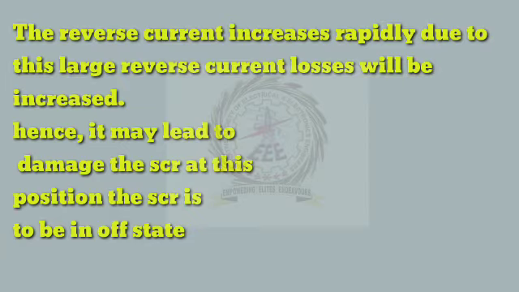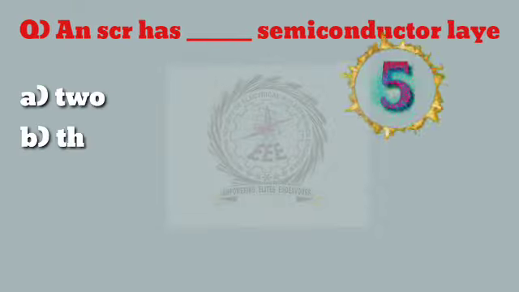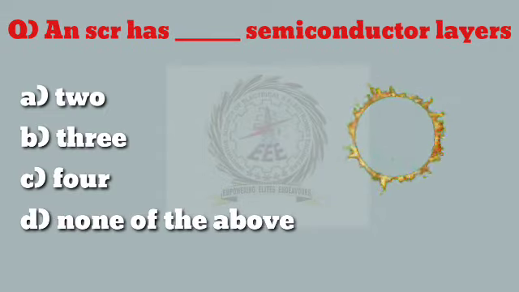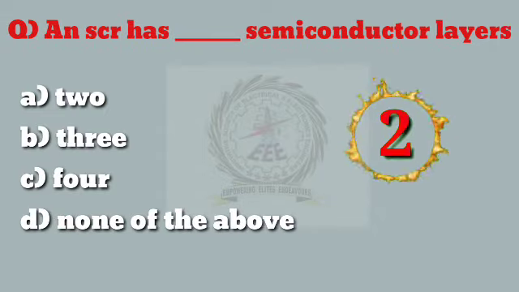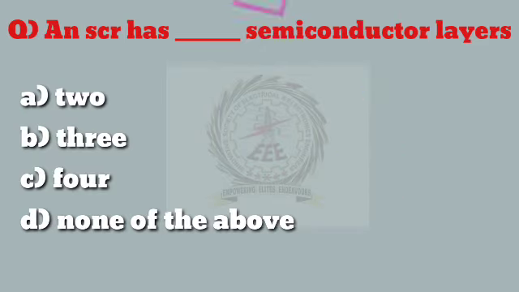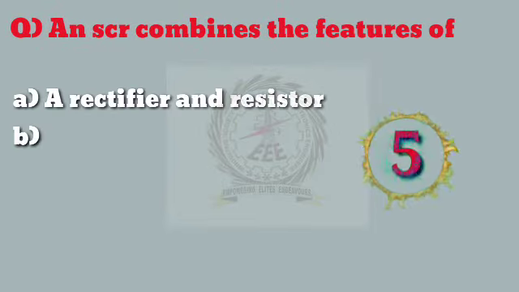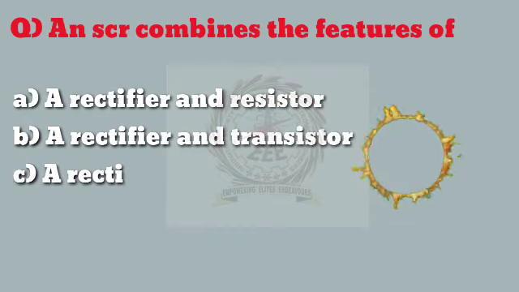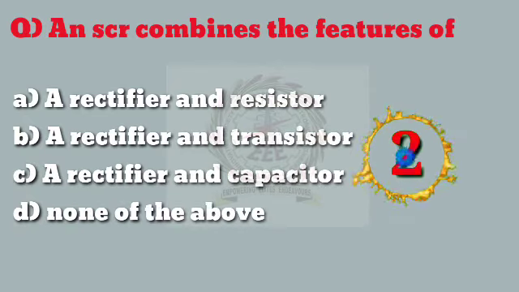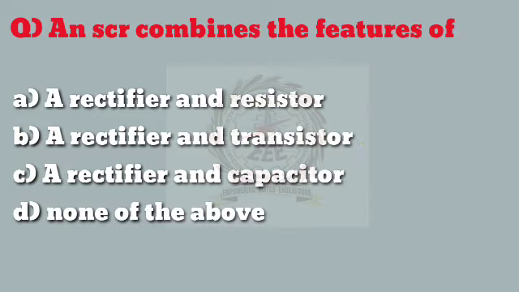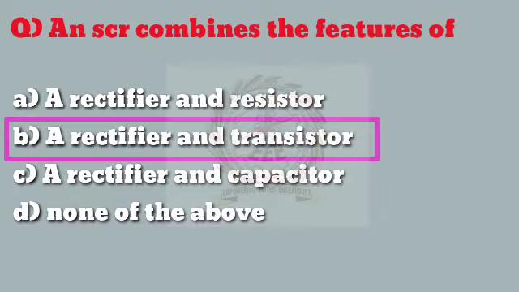We will see some important objective bits on SCR. First one is, an SCR has dash semiconductor layers: A, 2; B, 3; C, 4; D, none of the above. The answer is C, 4. Next is, an SCR combines the features of: A, a rectifier and a resistor; B, a rectifier and a transistor; C, a rectifier and a capacitor; D, none of the above. The answer is B, a rectifier and transistor.